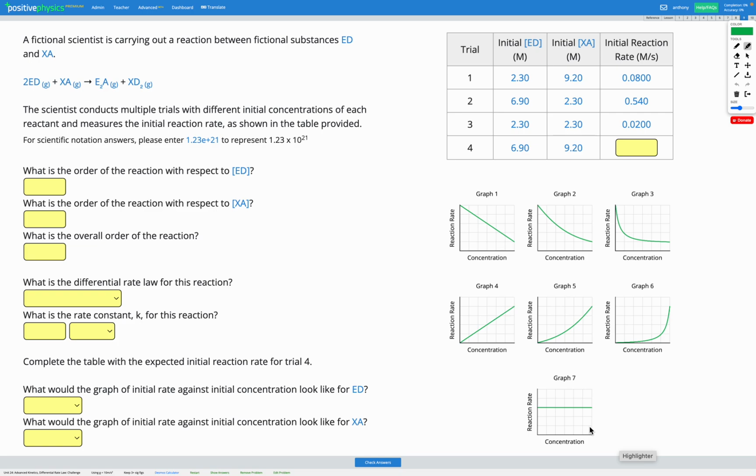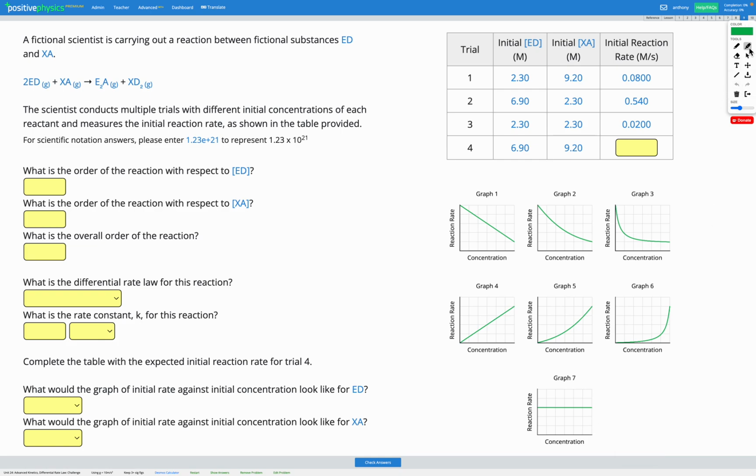We're going to figure out the differential rate law for this reaction. We're going to figure out what a reaction rate would be based on a fourth trial of possible initial concentrations. And we're going to figure out what our graphs would look like for initial rate against initial concentration for each reactant. So let's get started.